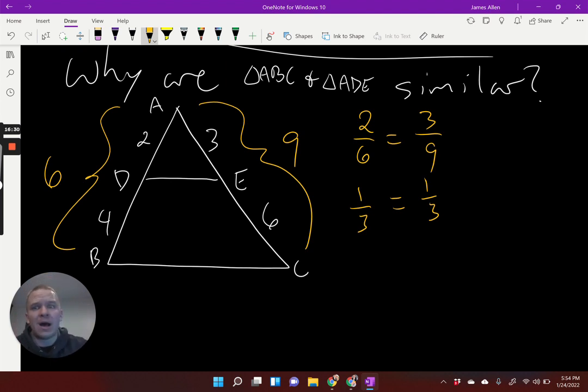So now I need another side or an angle. Well, I don't know anything about the bases here, DE and BC, but I do know angle A, reflexive property, boom, side, angle, side.